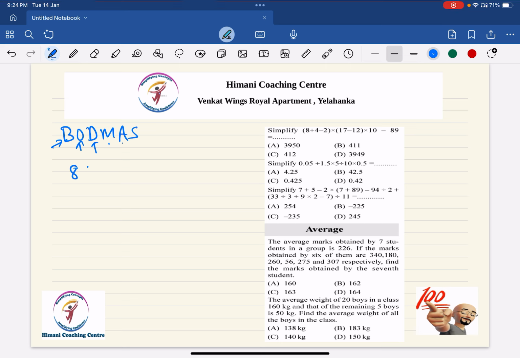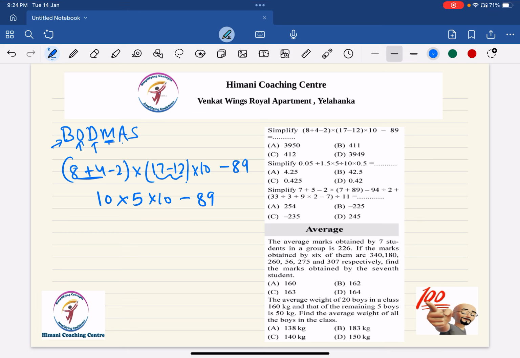8 plus 4 minus 2 and bracket is closed into 17 minus 12 into 10, okay, and minus 89. So let us solve the bracket. 8 plus 4 is 12. 12 minus 2 is 10. So we get 10 here. Now 17 minus 12 is 5. So 10 into 5 into 10 minus 89.